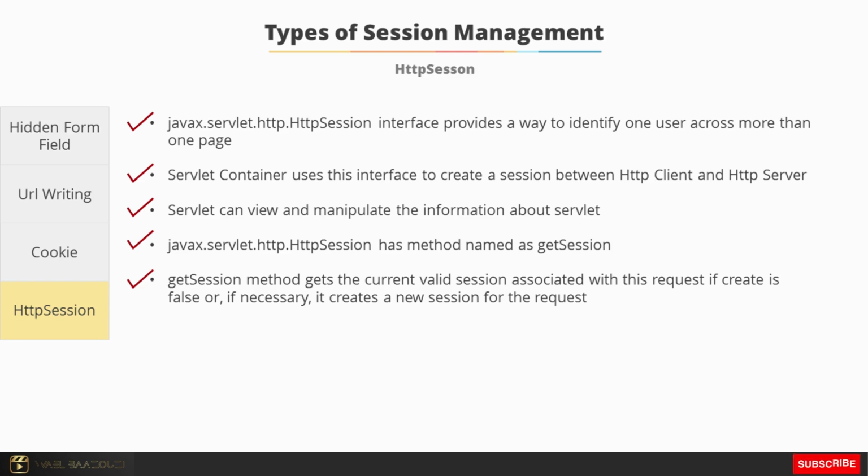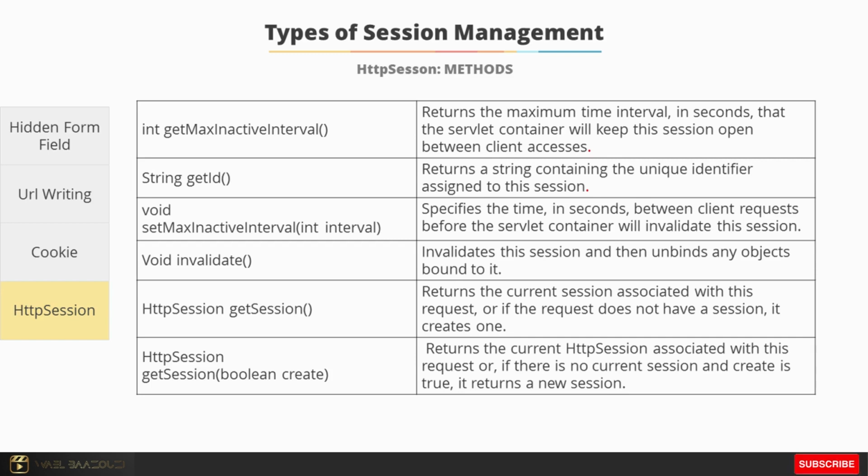These are the set of methods available on HTTP session. getMaxInactiveInterval, which returns the maximum time interval in seconds that the servlet container will keep this session open. getId returns a string containing unique identifier assigned to the session. setMaxInactiveInterval, which specifies the time in seconds between the client requests before the servlet container will invalidate this session. Invalidate terminates the session and unbinds any objects bound to it. getSession returns the current session associated with the request. getSession with a boolean create returns the current HTTP session. If no current session and create is true, it returns a new session.